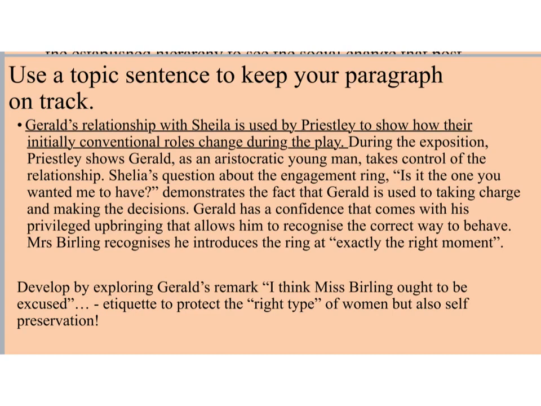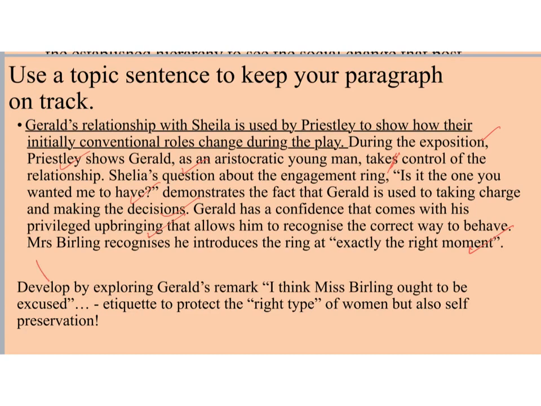So during the exposition, AO2, Priestley shows Gerald as an aristocratic young man taking control of the relationship. Sheila's question, AO2, because it's a method, about the engagement ring, "Is it the one you wanted me to have?", quote, embedded, demonstrates the fact that Gerald is used to taking charge and making decisions, tick, effect. Gerald has a confidence that comes with his privileged upbringing, point, and that allows him to recognise the correct way to behave. Mrs. Birling recognises he introduces the ring at exactly the right moment, evidence.